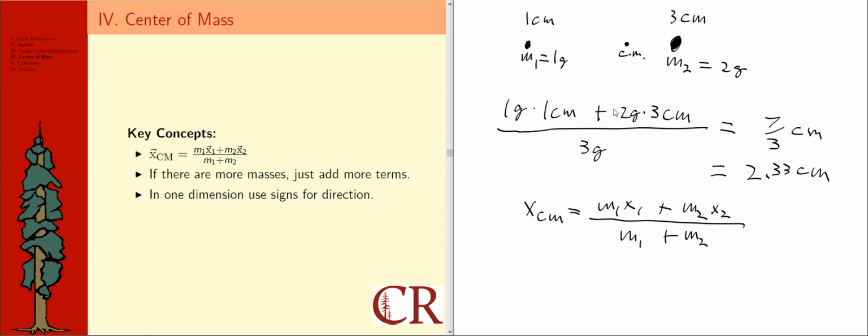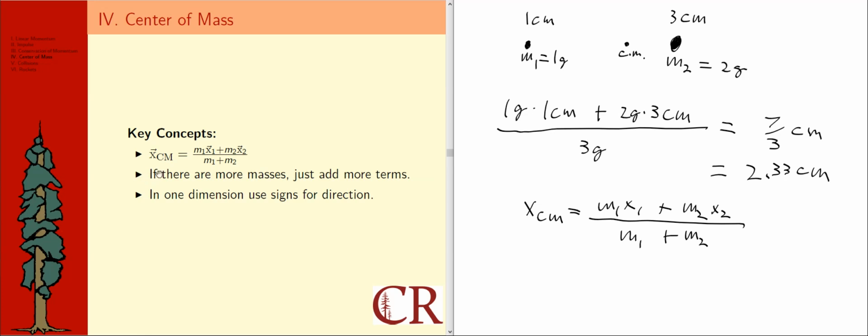In other words, I didn't draw the number line here, but I said maybe this is at 1 centimeter on some number line and this is at 3 centimeters. That means there's an origin somewhere out here to the left. But what if I had given you a negative value for one of these positions? Well, these vector symbols tell you that in one dimension, you would have to include that minus sign in the formula. So that's all this last thing really is about: in one dimension, you use signs to indicate the direction in relation to the origin.